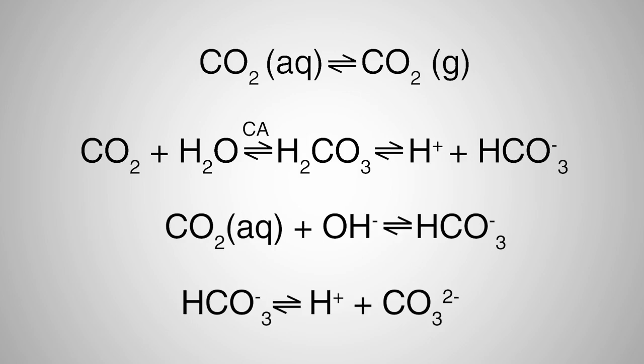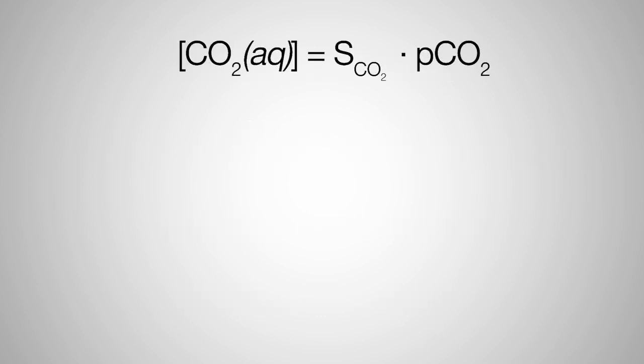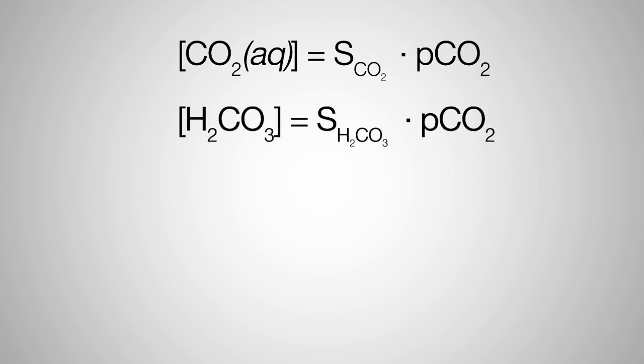These 5 reactions have temperature-dependent equilibrium coefficients and can be written mathematically as follows. Dissolved carbon dioxide is directly proportional to carbon dioxide partial pressure, with the SCO2 representing the solubility coefficient, which we previously called alpha in the Henderson-Hasselbalch video. Next, we have carbonic acid in dynamic equilibrium with partial pressure of carbon dioxide.